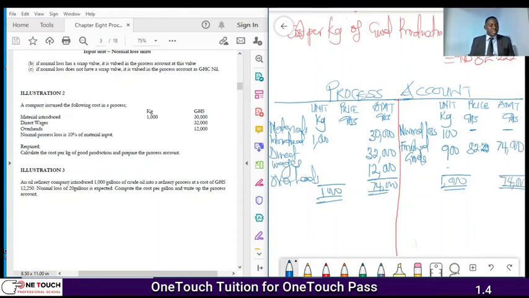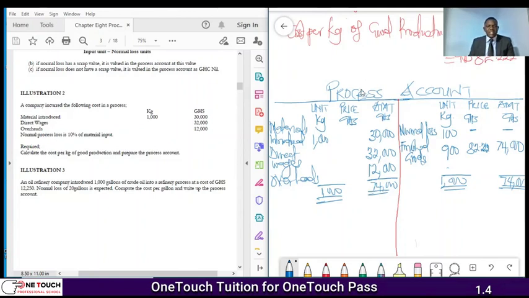Good. So this is how it works, where there's a loss in the process and the loss cannot be scrapped. Now we cannot assign any value to the scrap value because we cannot sell it. We cannot realize anything from the sale. So we leave it like that. Good. So this is the process account where there's normal loss, but the normal loss is not scrapped.